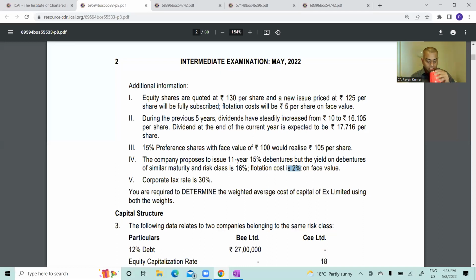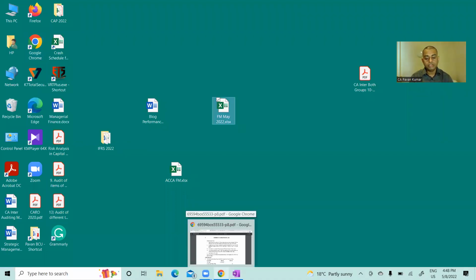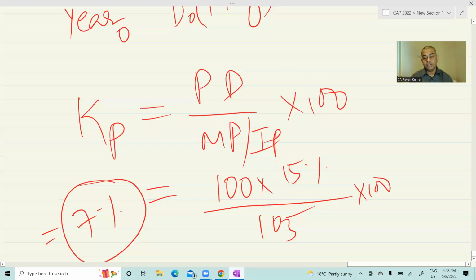Any idea what is yield to maturity? Guys, can anyone tell me what is yield to maturity? No response. So the redemption cost? No. Yield to maturity is not redemption cost. Yield to maturity is the IRR. IRR of what, you know?